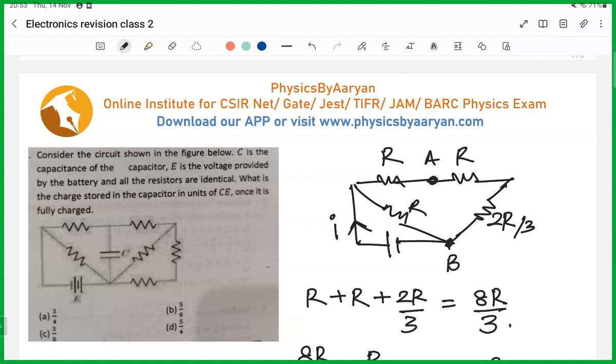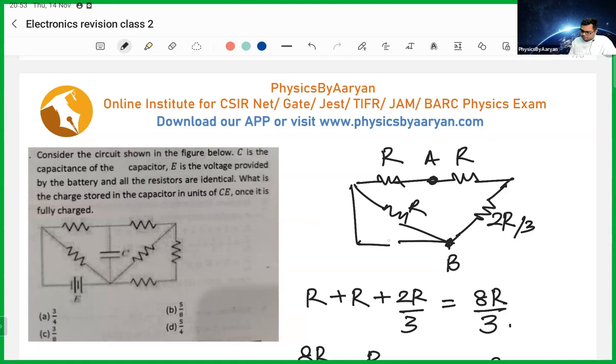Sir, the way you have connected the cell, isn't the current flow opposite to what is shown in the diagram? Yeah, that is okay. Current will go like this. That is okay.